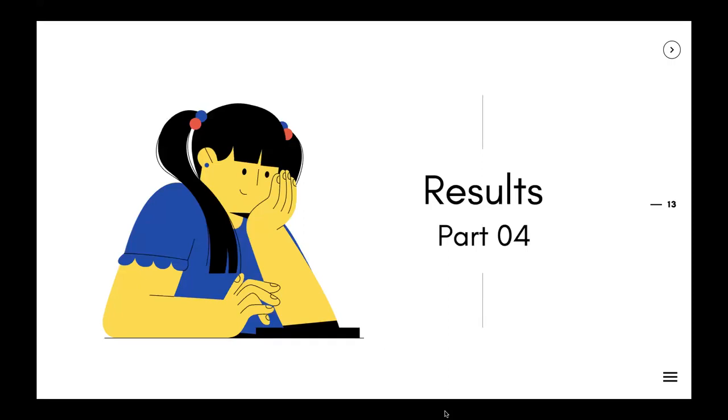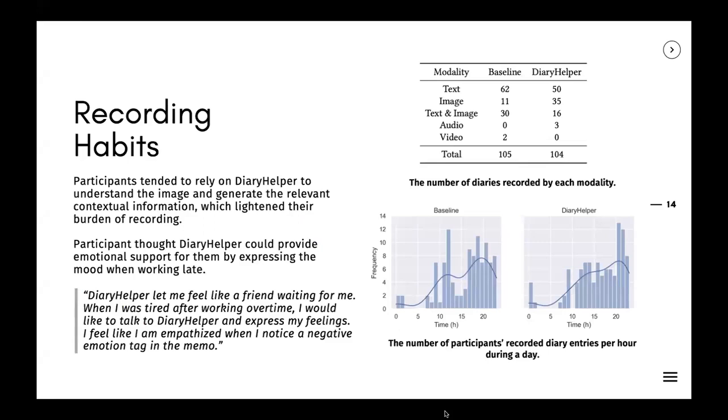Next, we summarized some interesting results. Let's have a look. For participants' recording habits, we counted the number of diaries recorded by each modality for the baseline system and DiaryHelper. By observing the table, we can find that there is an obvious increase in the number of diaries recorded by image and a decrease of both the recording with text and hybrid one, which demonstrates participants tended to rely on DiaryHelper to understand the image and generate the relevant contextual information.